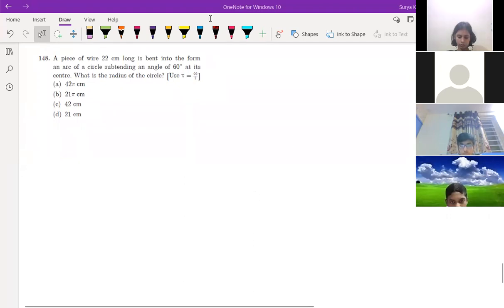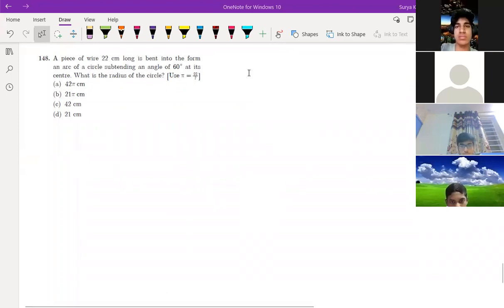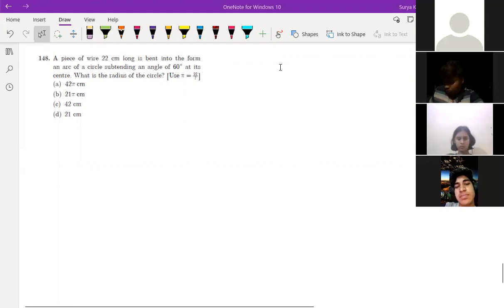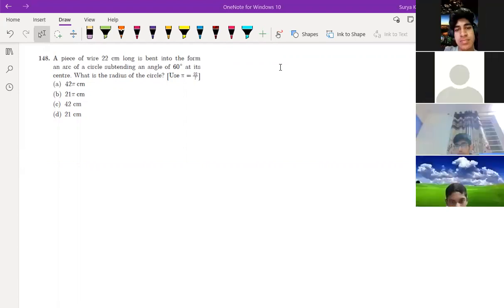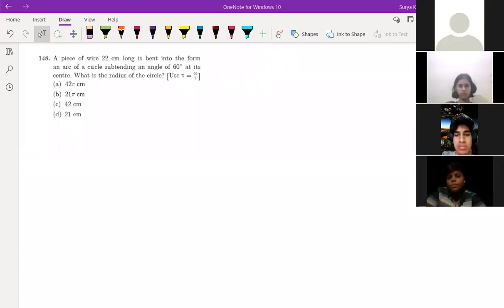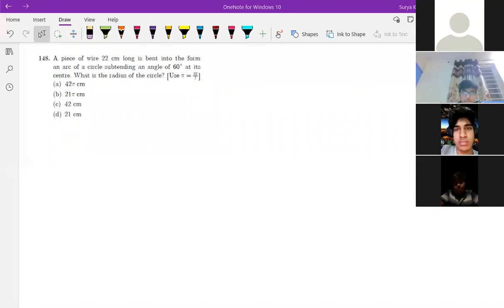Children, write your answer options in the chat box. Who has left the meeting? Actually, 9 children were there before, now only 7. Samarth and Javin are there. Rasul is also there. Hemant and Samarth have left.